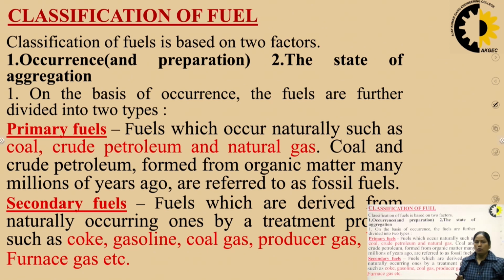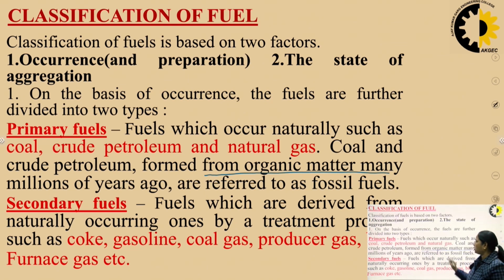We can classify fuel by various methods. The popular one is based on occurrence and how we can prepare it. There are two categories of fuel: one is known as primary fuels, another one is known as secondary fuels. Primary fuels are the fuels which we can take from the environment as they are, and which take lots of years to form. Millions of years are taken by the fuel to be formed, and it is referred to as fossil fuel, formed from fossil substances. This is known as primary fuel.